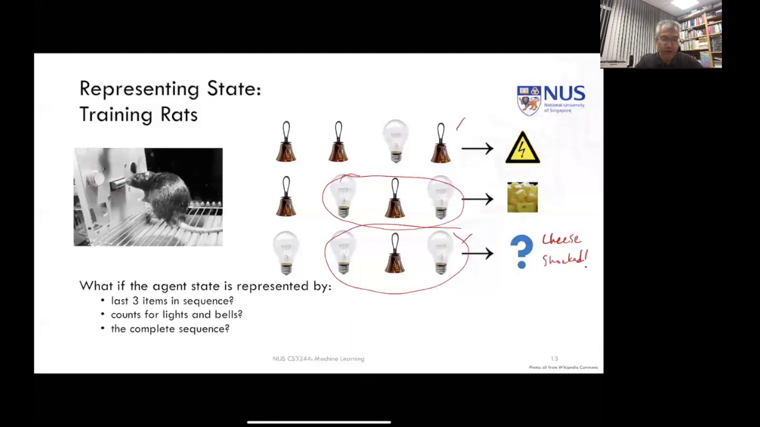But it could be even the complete sequence. And what we talked about in the feasibility of learning before is that we won't be able to exactly decide this because, even though we only have 2 outcomes, either electric shock or cheese, it could be any one of these. It's really up to the researchers who are trying to train the rats to provide incentive to learn a proper function.